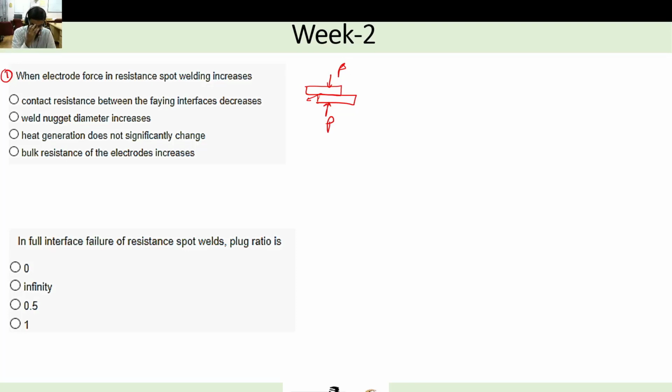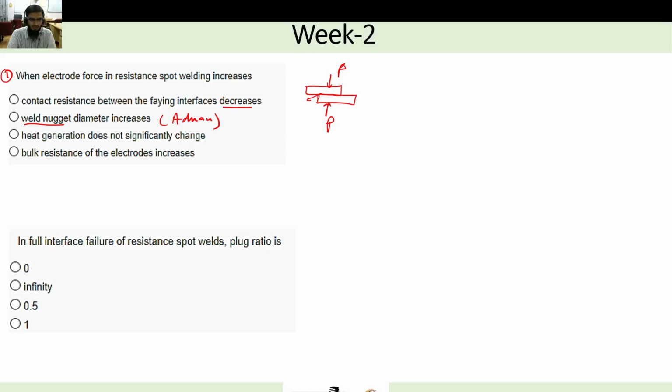So Adnan said B, that is, weld nugget diameter will increase. Okay. Adnan is saying this. What about you, sir? Contact resistance between the faying surface interface will decrease? No, not that. A is not. I think I agree with B. Okay.